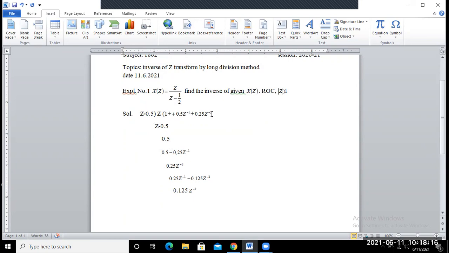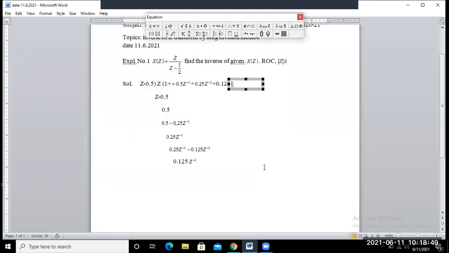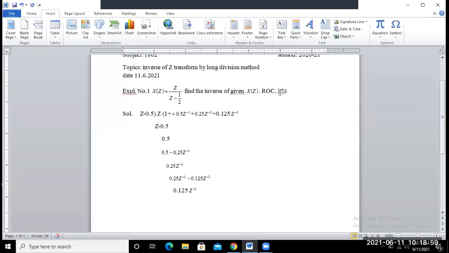Next, what do we have to do? We have to multiply this by 0.125 into Z to the power minus 3. This process continues. That means this one will become 0.125 Z to the power minus 3. So this one continues like this. So this is your expression for the xn.